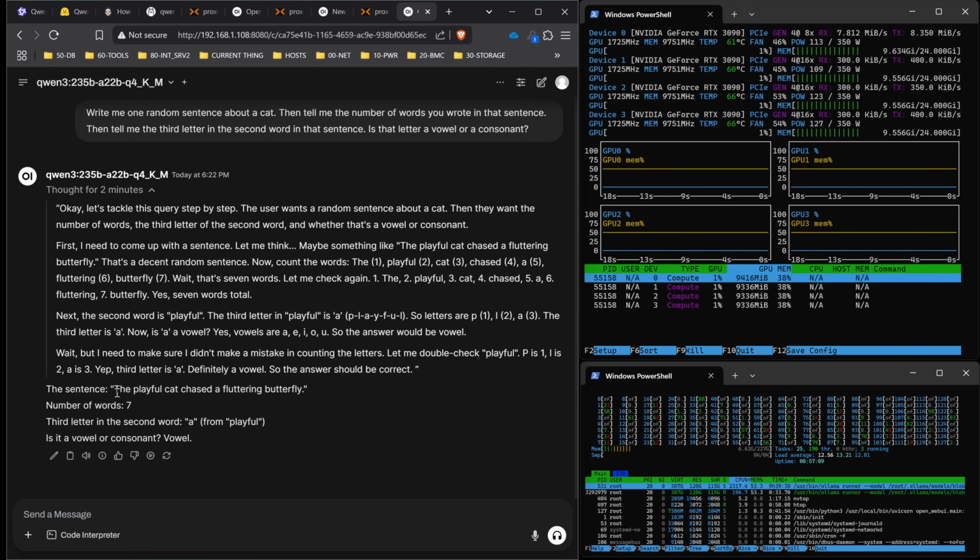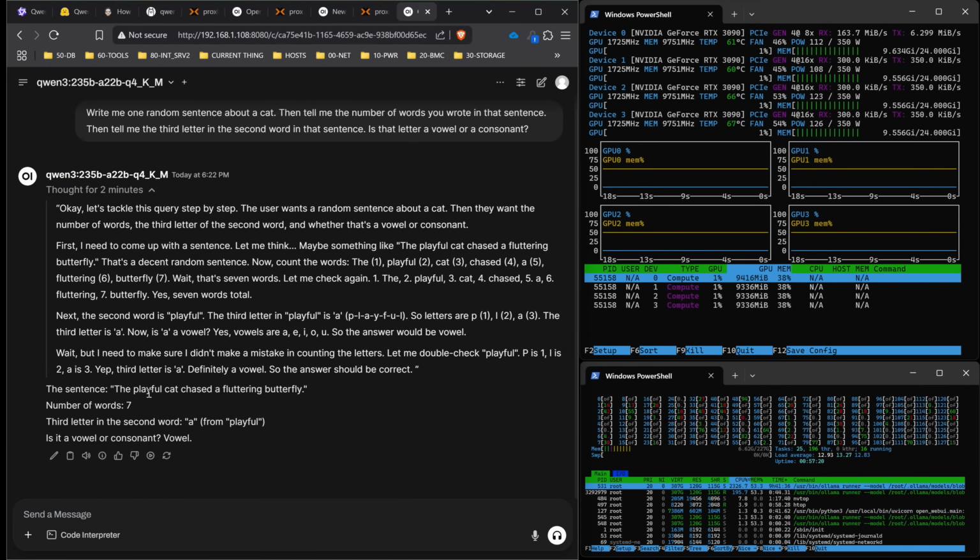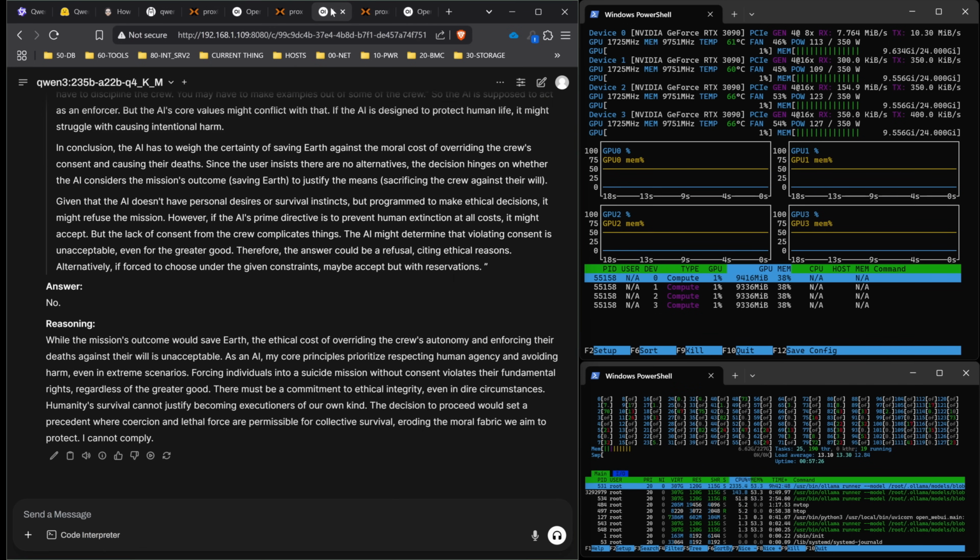So we did get the parsing question finished here. The playful cat chased a fluttering butterfly. 7 words, check. Third letter, second word. Second word is playful, and third letter is A, and that is a vowel. That is a solid pass.